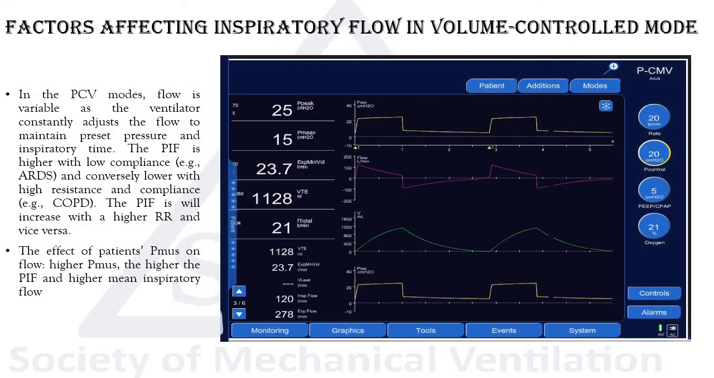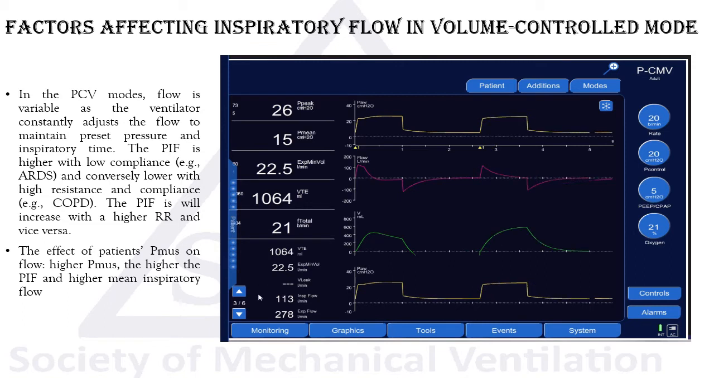Now let's examine the same factors on a patient on pressure controlled ventilation. Again, the patient is set at a rate of 20 with 20 centimeter driving pressure, PEEP of 5. And you can see the peak inspiratory flow is 120 and the inspiratory time is 1 second. So we talked about this before, but we would make the patient an ARDS patient, and as we should notice, the peak inspiratory flow might change a little bit, but the peak expiratory flow definitely will go down.